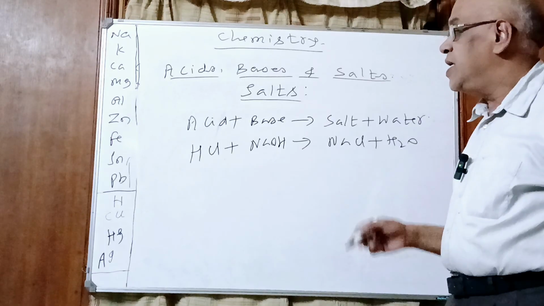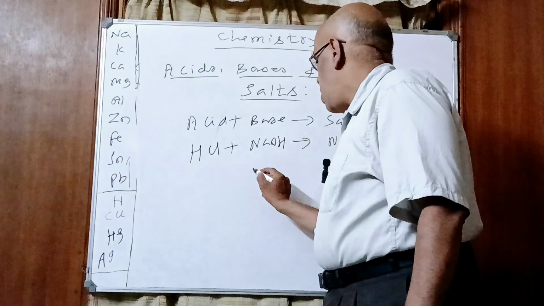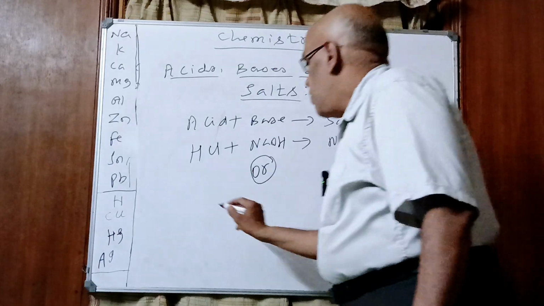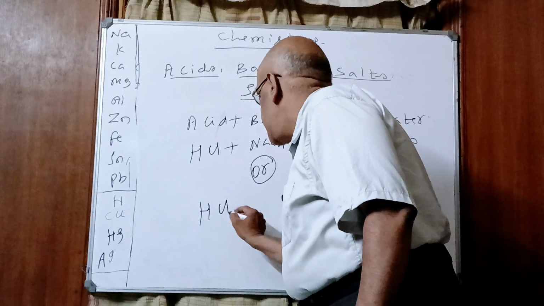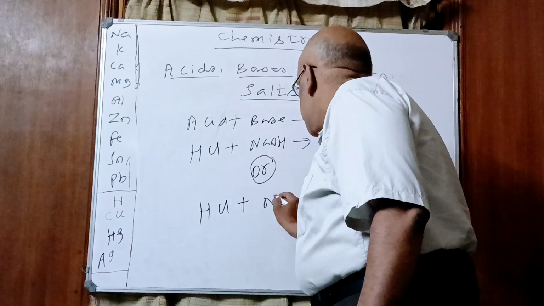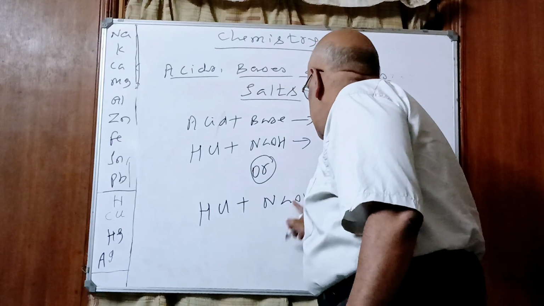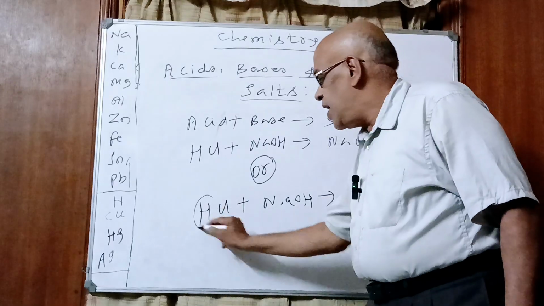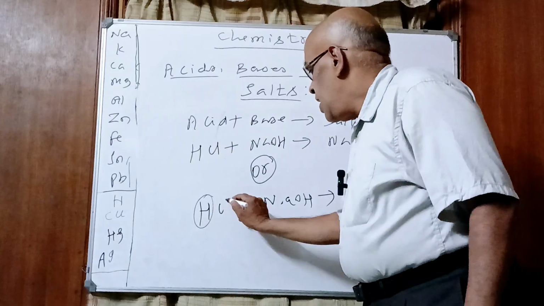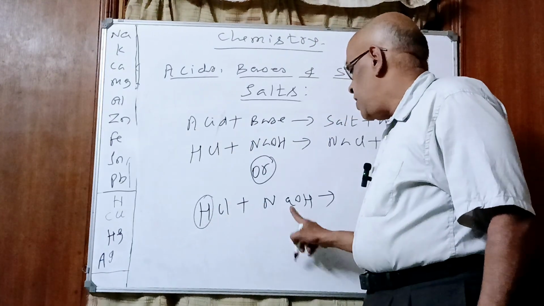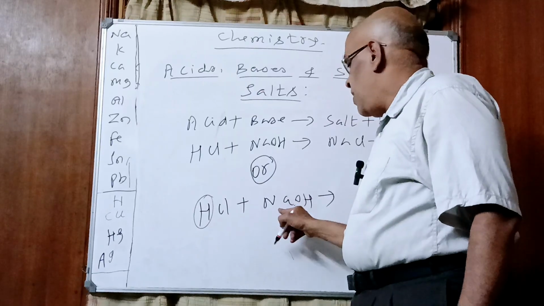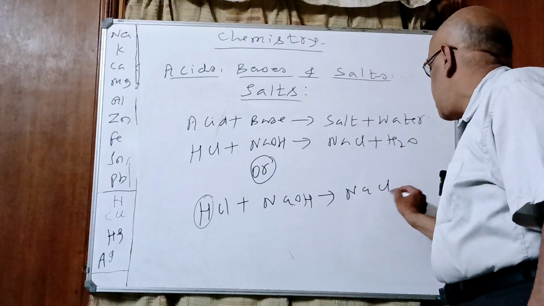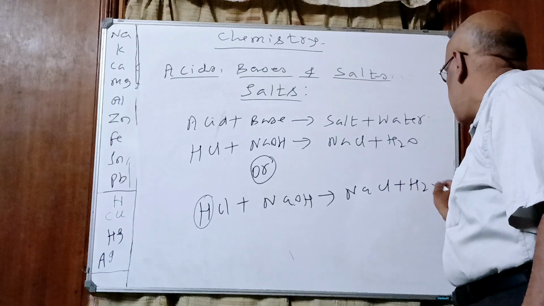Or you can say salt is the compound formed when, see children, what is this? HCl. Yeah. What is this? Base. When the hydrogen of an acid is replaced by a metal ion, what is the compound formed? Sodium chloride, which is salt, and water.